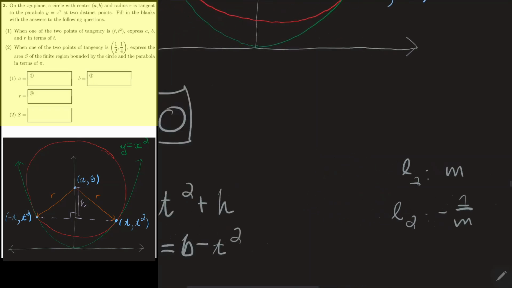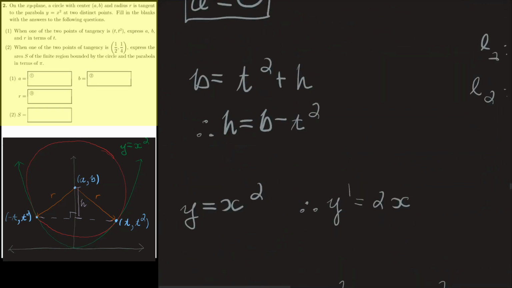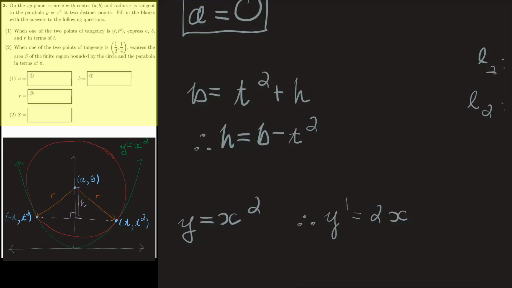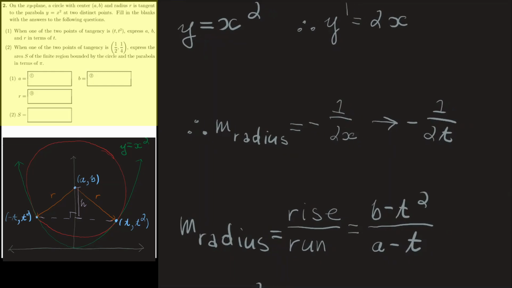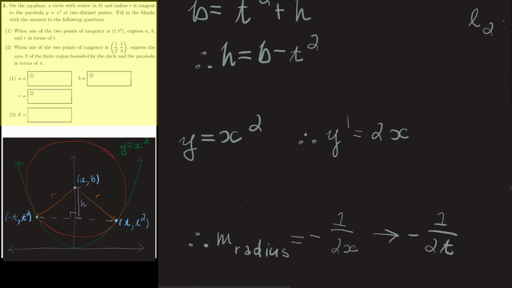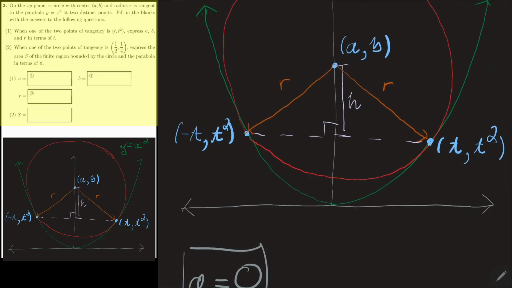So we can use the derivative of the parabola to find the slope of the tangent line, which is just 2x from the power rule. That means the slope of the line that makes the radius must be negative 1 over 2x, or negative 1 over 2t. However, we can also find the slope of the radius line using rise over run. The rise is from t squared to b, and the run is from t to a. Let me show you: the rise is from right here, t squared to b, and the run is of course from t to a.